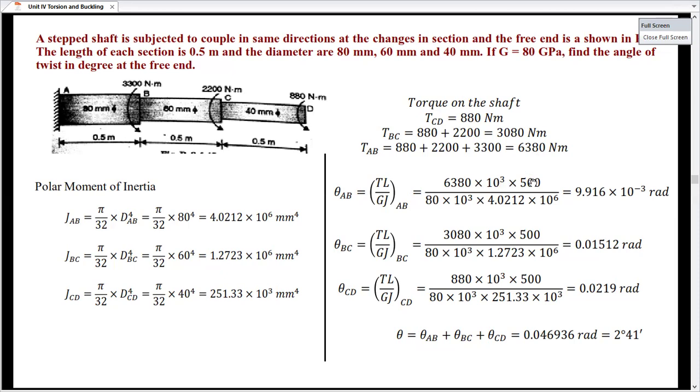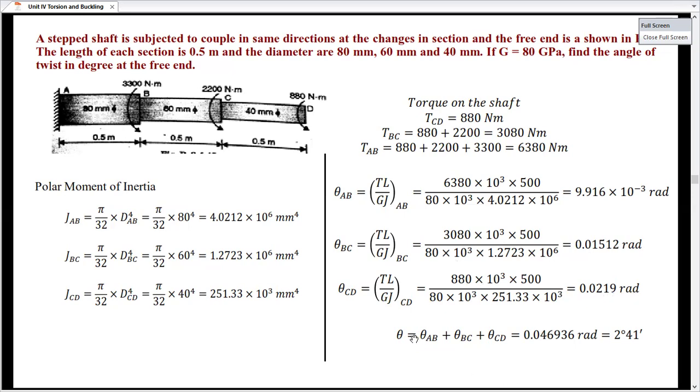Convert that value of 0.5 meter into 500 mm. Then we have G value 80 into 10 raised to 3, and J for section AB, 4.02 into 10 raised to 6. Similarly, we can put that value for section BC and section CD. If you put that value for section BC, you get theta 0.015 radian. For section CD, put torque 880 into 10 raised to 3 Newton mm, length 500 mm, G value 80 into 10 raised to 3, and J 251.33 into 10 raised to 3, and you will get theta 0.0219 radian.